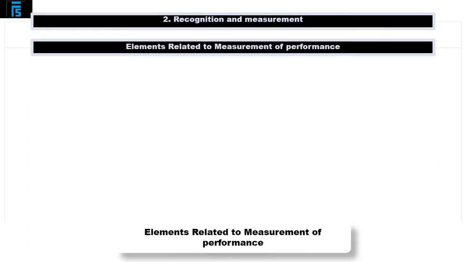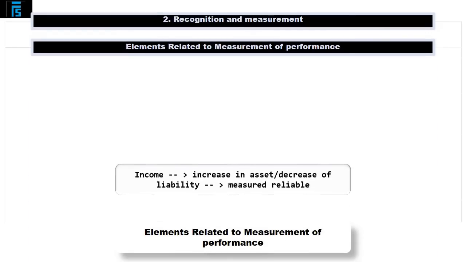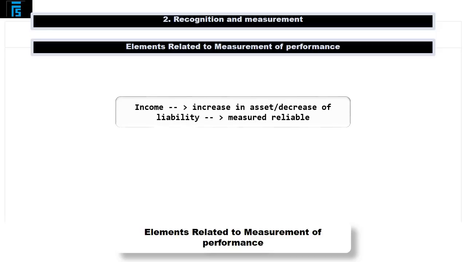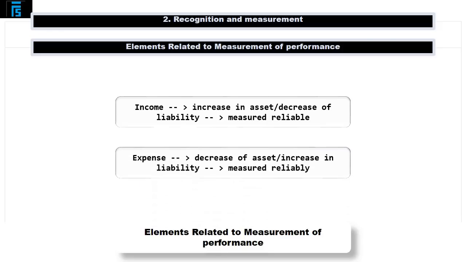Moving on to the elements related to measurement of performance. Income is recognized when there has been an increase in an asset or a decrease of a liability that can be measured reliably. On the other hand, an expense is recognized when there has been a decrease of an asset or an increase in a liability that can once again be measured reliably.